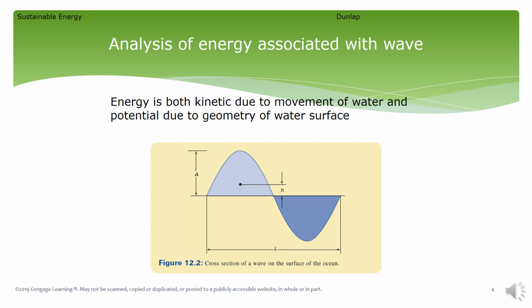Analysis of energy associated with the wave. This figure shows a cross section of a wave on the surface of the ocean. So this is the surface of the ocean. Energy is both kinetic, due to movement of water, and potential, due to the geometry of the wave surface.